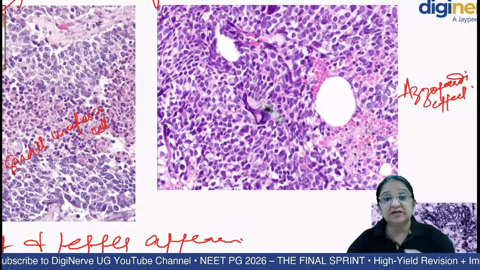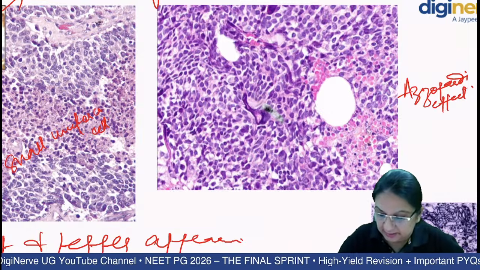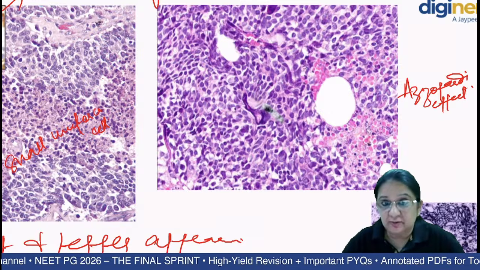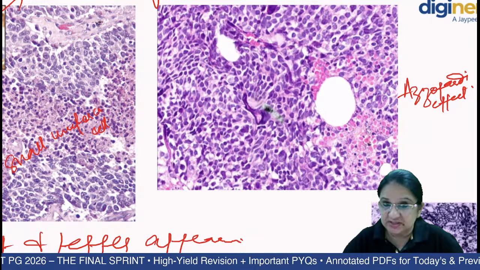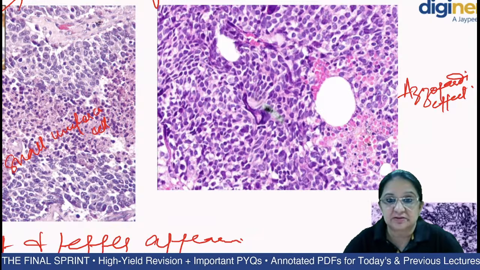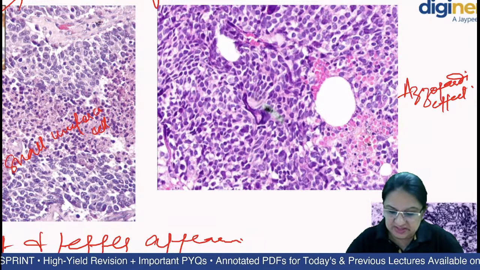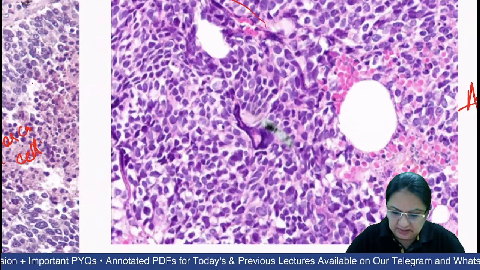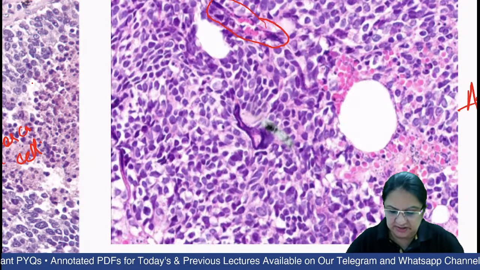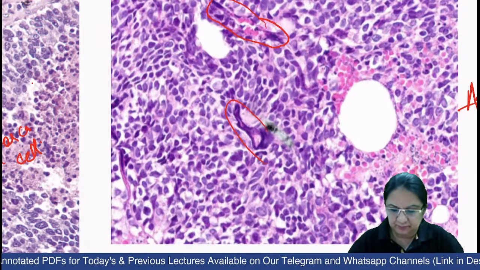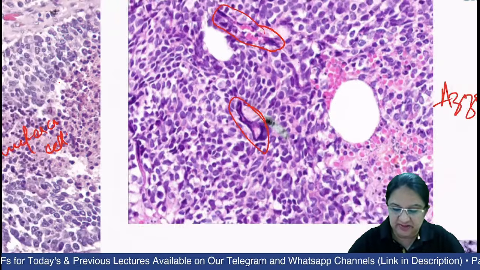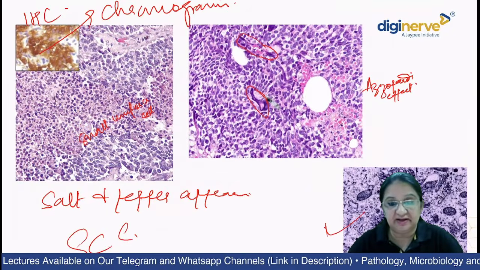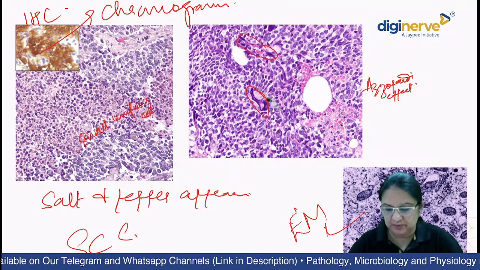Azzopardi effect is basically the degenerated nuclei from the neoplastic cell. The DNA gets deposited around small blood vessels, basically the capillaries and venules. If you see a small blood vessel, the DNA will get deposited there, right? This is called Azzopardi effect, seen in small cell cancer. And then you see the neurosecretory granules on electron microscopy. All right.